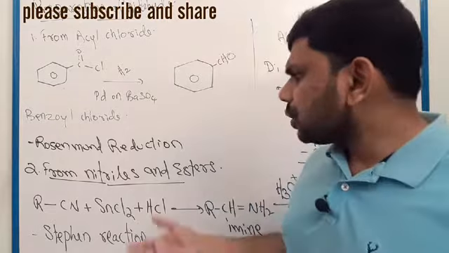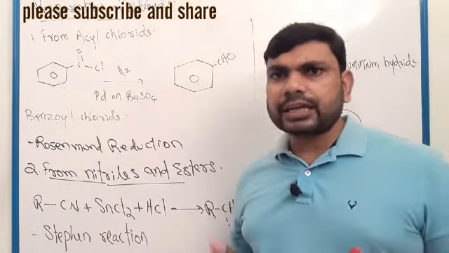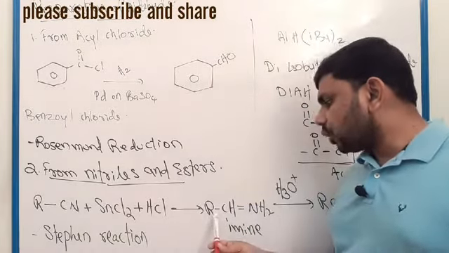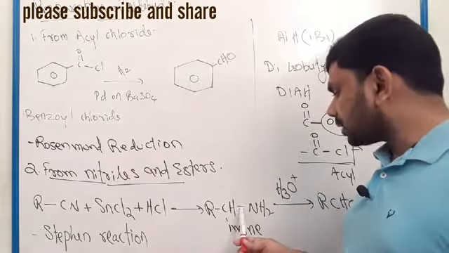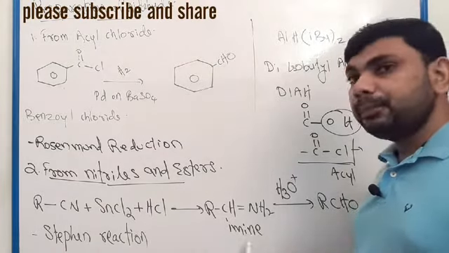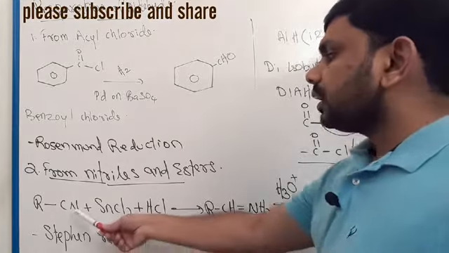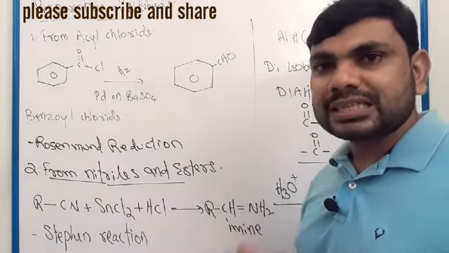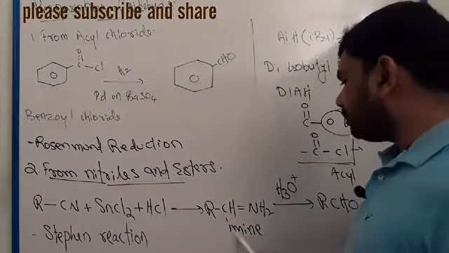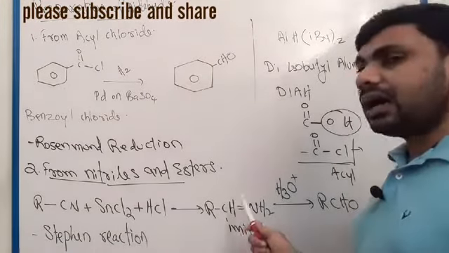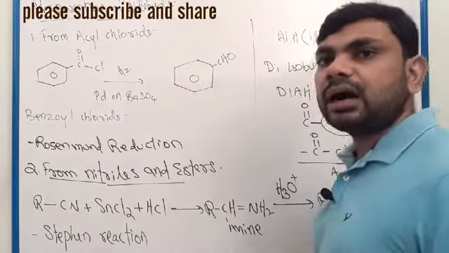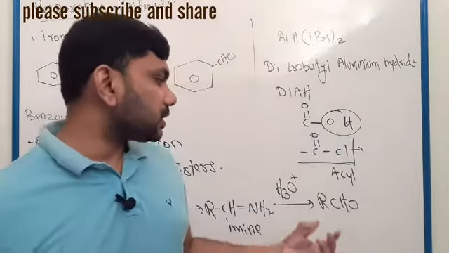This type of nitrile, reacting with SnCl2 and HCl, will change to a compound which contains carbon double bond nitrogen. This type of compound is called imine. So here, nitriles after treating with SnCl2 and HCl, we will obtain imine. Imine means RCH double bond NH2. This imine, after hydrolysis, we can change to aldehyde.